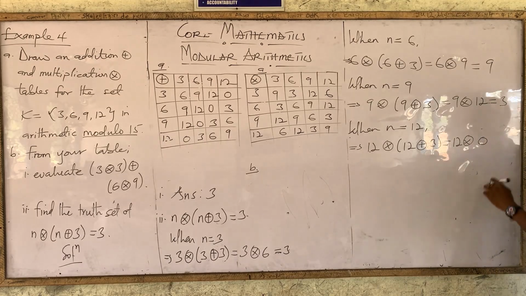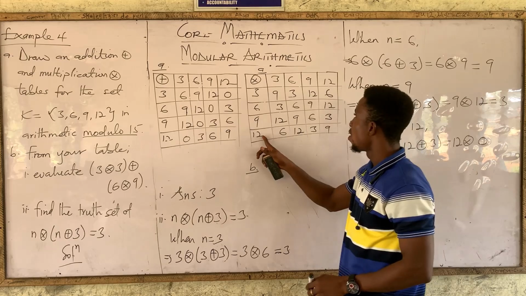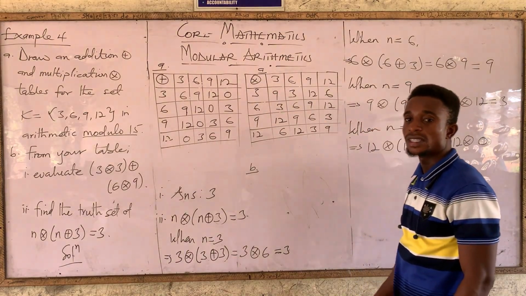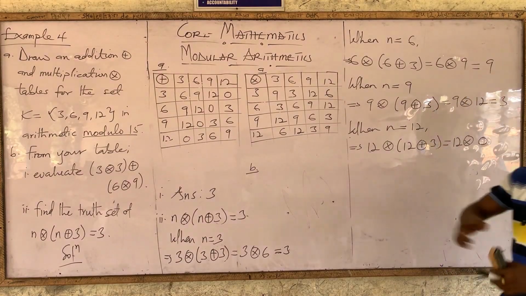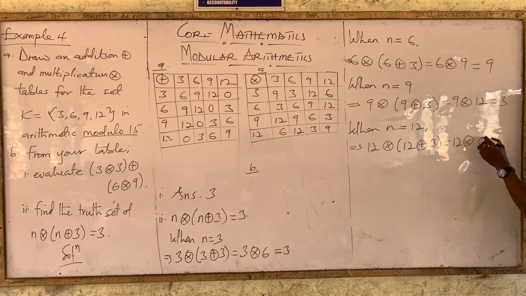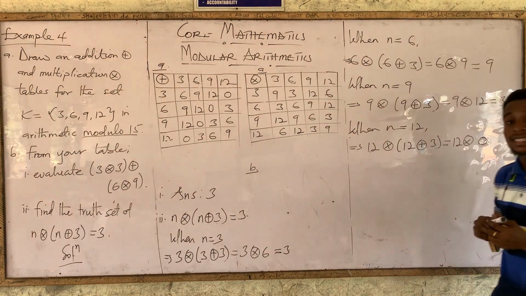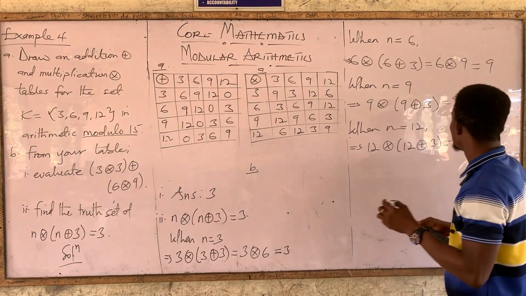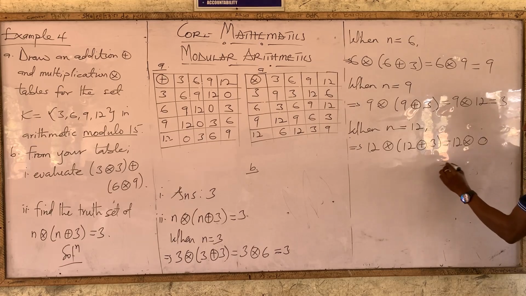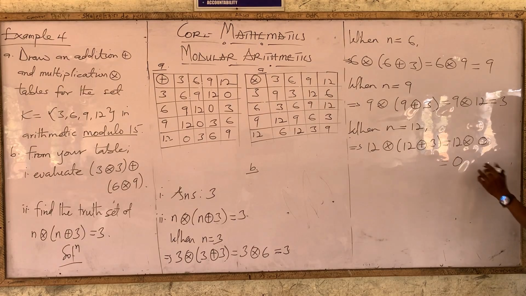Then 12 times 0. Do we have 12 times 0 here? We don't have 0 in the multiplication table. Are we getting that? So it means this particular 12 times 0, somebody will say it is equal to 0. And it's not defined.